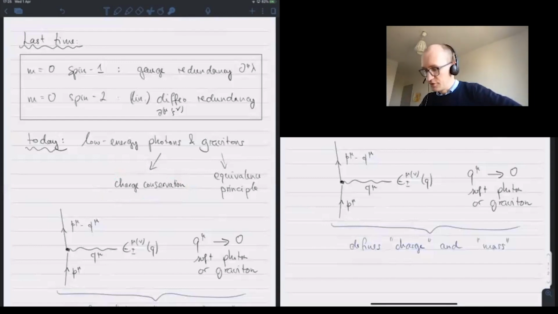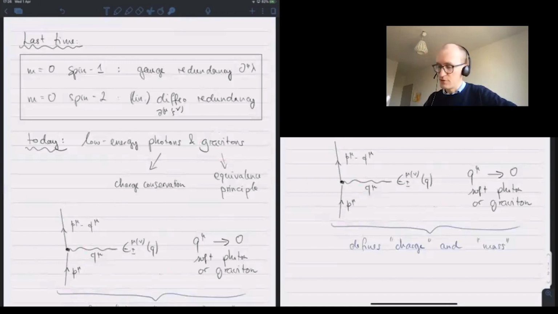Similarly, we defined the analogous notion of charge for a graviton. There we consider the same kind of diagram, but the emitted object is actually a graviton that carries away momentum q mu. Of course, we will go to the soft limit.